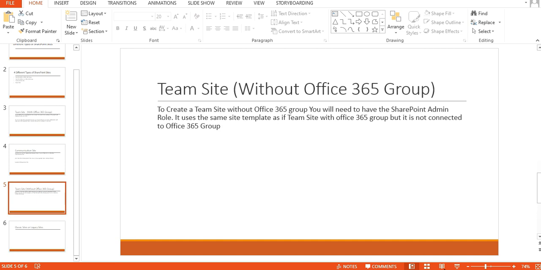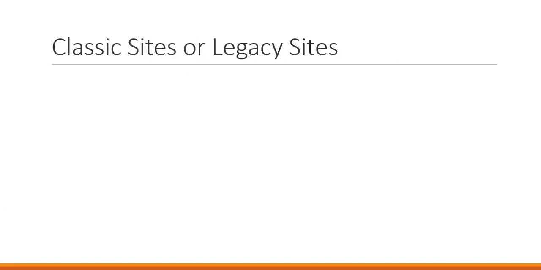The last one remaining is the classic site, which is sometimes also called legacy sites. Till now in SharePoint Online, I am not able to see any use of these types of sites, as we have modern sites that we can use. These types of sites were used in 2013. Today no one is using these types of sites.